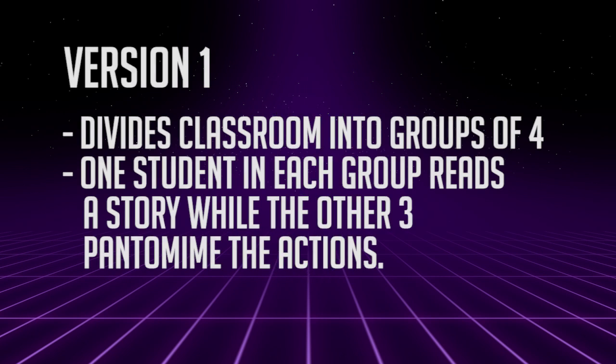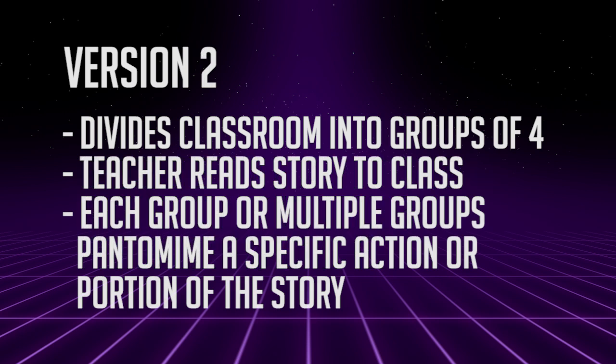Version 1 divides your classroom into groups of 4, and one student in each group is able to read to the rest of the students and they act out a portion of the story. Version 2 is very similar. It divides your classroom into groups of 4, but this time the teacher is reading the story to the entire classroom and specific groups are acting out specific portions of the story.